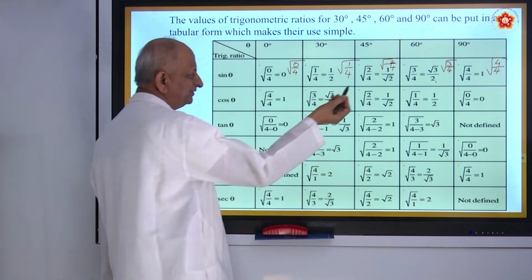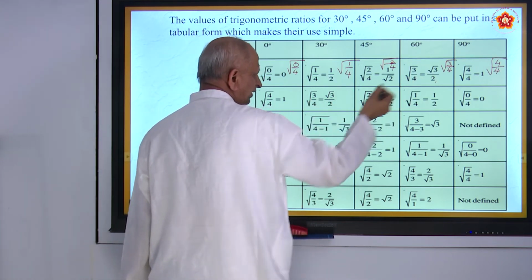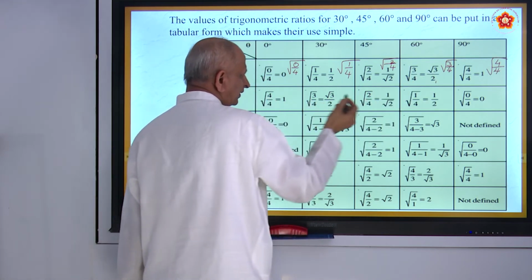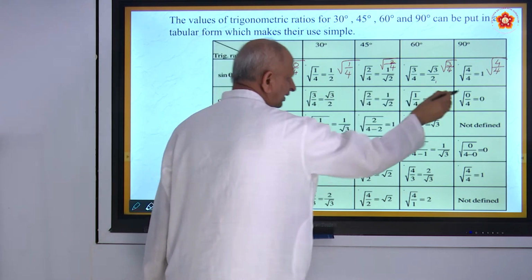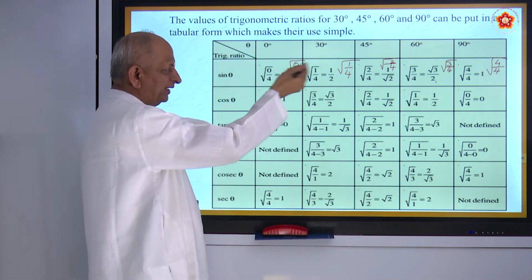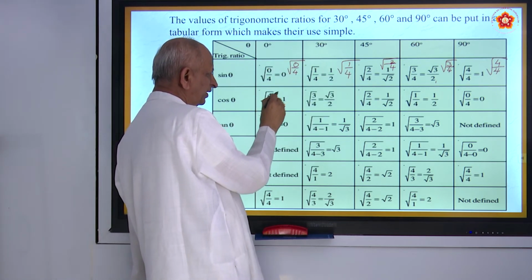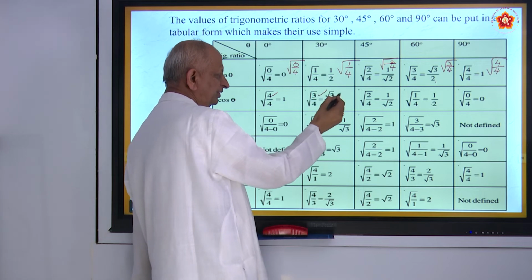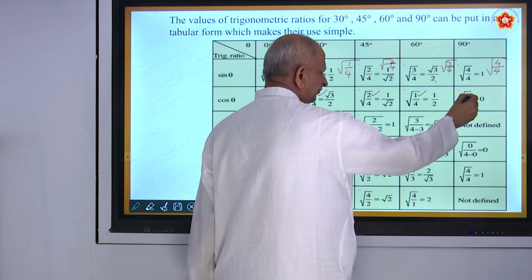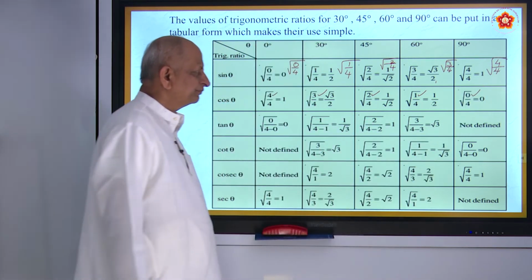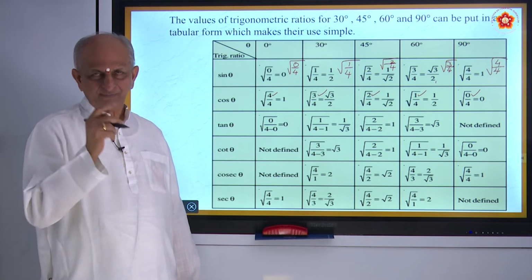Now just reverse this. This will become 1, this will come here root 3 by 2, and this is as it is. This will come here, this will come here. Again, as you have done there, it was increasing order, here it is decreasing order. See, first numerator is 4, second numerator is 3, third is 2, fourth is 1, fifth is 0. That's all. Remember at least 2 of them.